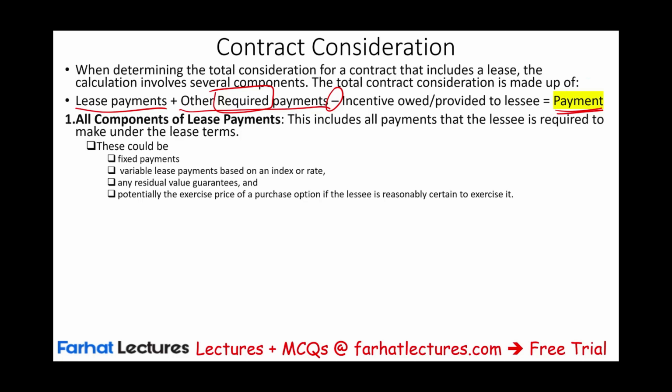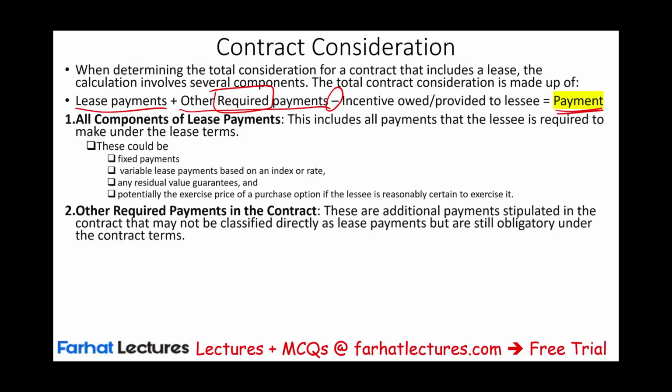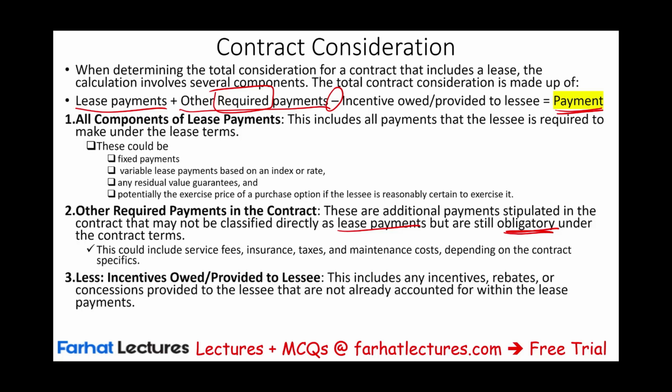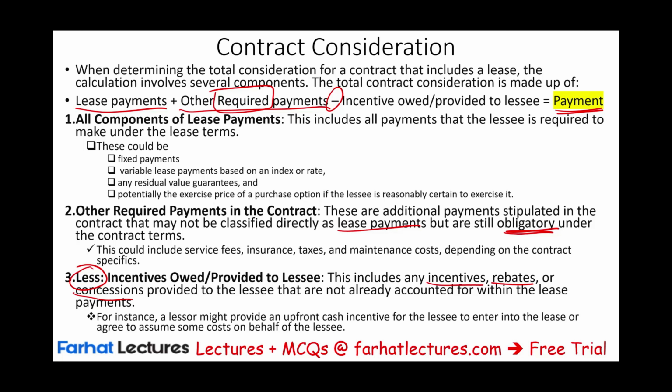Usually the lease payment will be given to you in an exercise, just so you know what the lease payment is. Other required payments in the contract: you might have other required additional payments as part of the contract, but they're not directly classified as a lease payment, but they are still mandatory under the contract. What are we looking at here? You might have to pay taxes, insurance, fees, maintenance costs, depending on the contract itself. That gets added to the payment. And we have some break here. The lessor might give you some incentive. This includes any incentives, rebates, or concessions provided to the lessee that are not already accounted for within the lease payments. You would reduce those, you will deduct those.